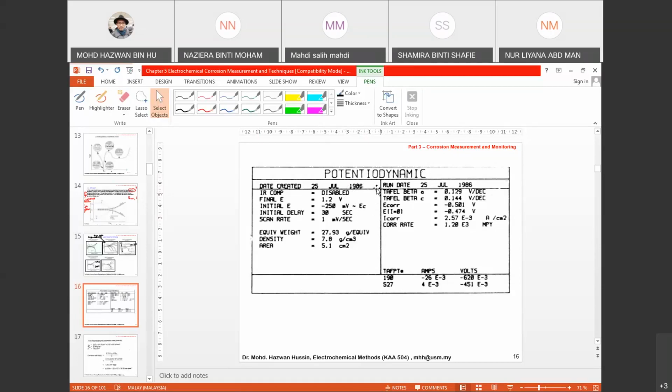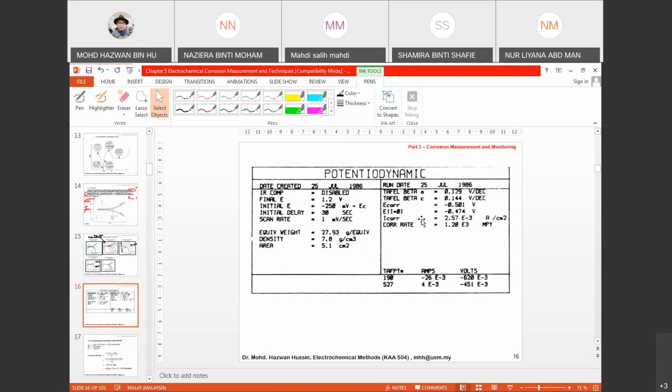So, but still, I'm still in my mother's tummy at this time because I was born in December 1986. So you can imagine how old this data is. Very old. And those days, I still remember when I did my master's with Prof. Jain. Prof. Jain was previously a professor in corrosion in USM.